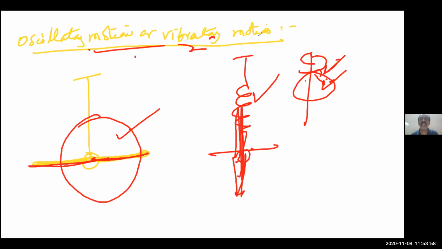Okay, write down. So what is oscillatory motion, vibratory motion? It is that motion in which a body moves to and fro.